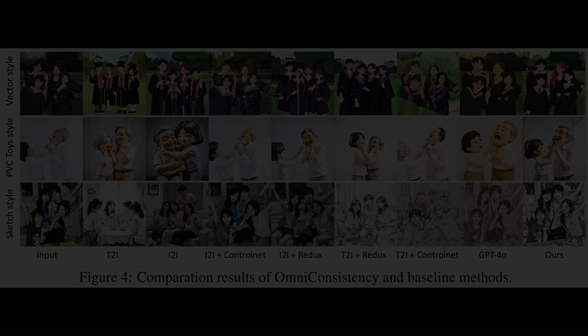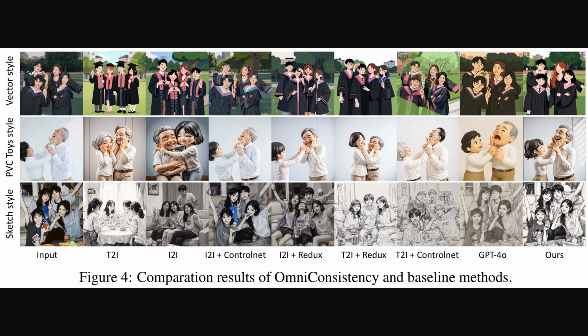This next figure gives us a direct, head-to-head comparison against a range of other methods. Each row shows a different style being applied: vector, PVC toy, and sketch. And the columns compare different techniques, like standard image to image pipelines, where the AI modifies a starting picture against this new OmniConsistency approach. You can see that the other methods, even powerful ones like GPT-4o, tend to distort faces or change the composition. But the results from OmniConsistency, on the far right, consistently preserve those crucial details from the original photos.